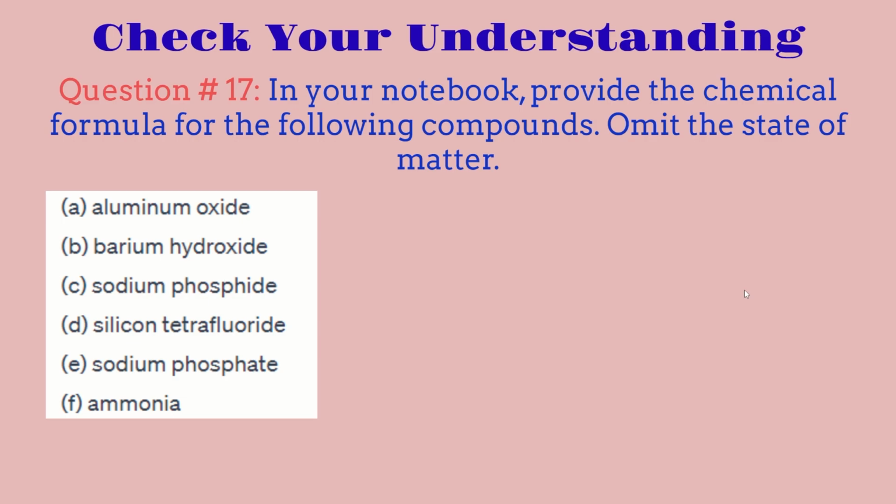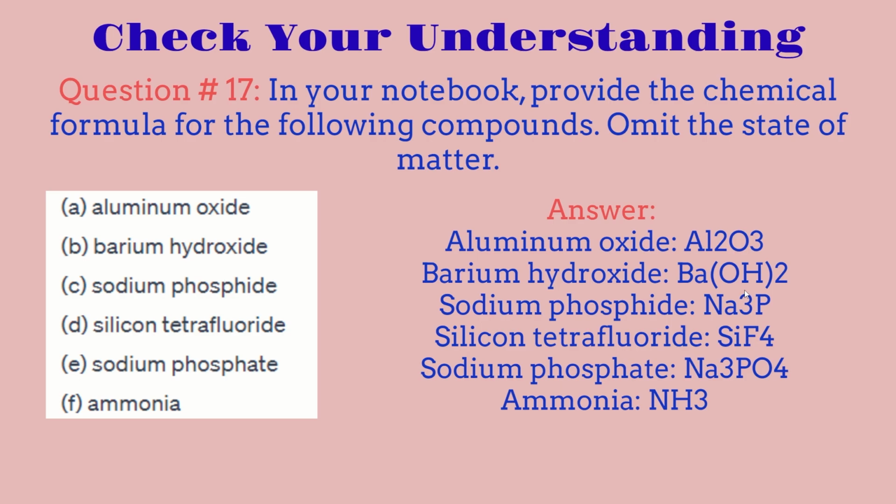So we need to find the chemical formula for each of these compounds. For the answer, the first one is Al2O3, the second one is Ba(OH)2, for the third one it's Na3P, for the fourth one it is SiF4, for the fifth one it is Na3PO4, and for the last one, which is ammonia, it is NH3.